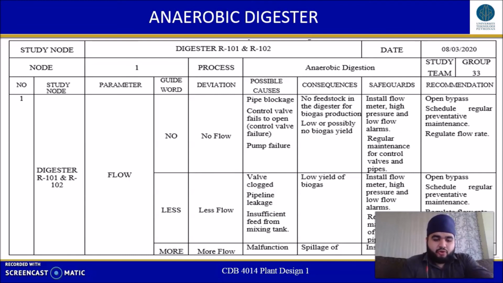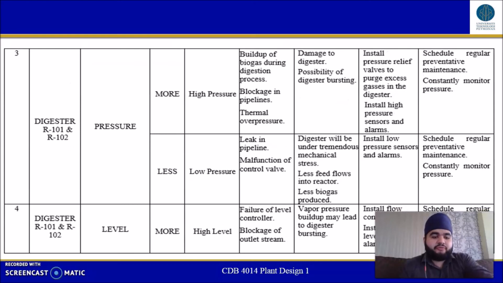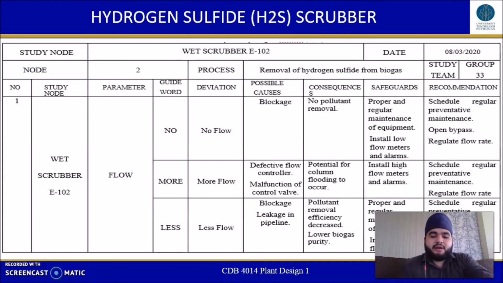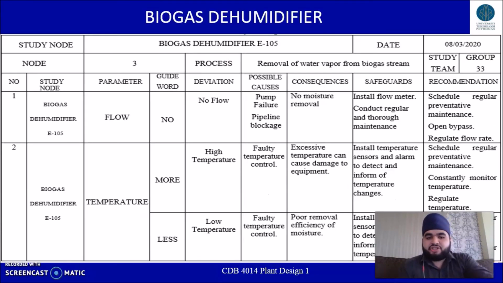The possible causes for no flow into the digester could be due to pipe blockage, control valve failure, or pump failure. The consequences for these causes are there will be no feedstock going into the digester for biogas production, which will further lead to no biogas yield. In order to mitigate this, flow meters should be installed along with high pressure and low flow alarms. Besides that, regular maintenance should be carried out for pipes and control valves. Similar to how the HAZOP study was carried out for node 1 for the flow parameter, HAZOP was carried out for the remaining nodes with parameters encompassing pressure, temperature, and agitation.